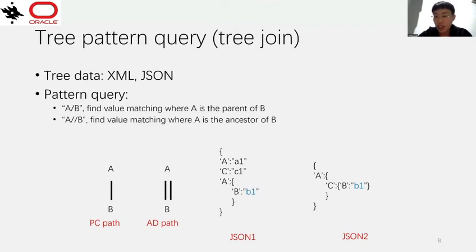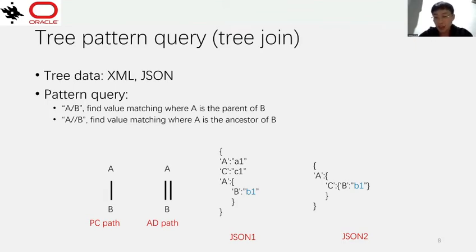A PC path is to find the value matching between two attributes having a parent and child relationship, while an AD path is to find the value matching where two attributes have an ancestor and descendant relationship. For example, in the first simple JSON document, when querying by the AB PC path, we will get the result B1 as we find A, which is the parent of B. When querying by the AD path, it will also get the result B1 as A is also an ancestor.